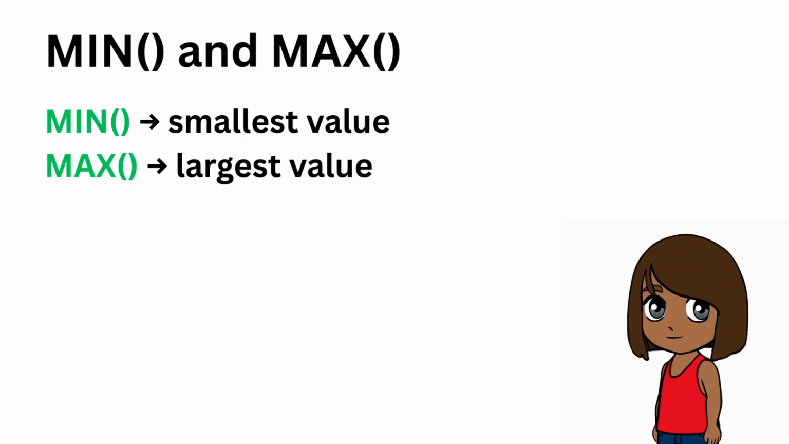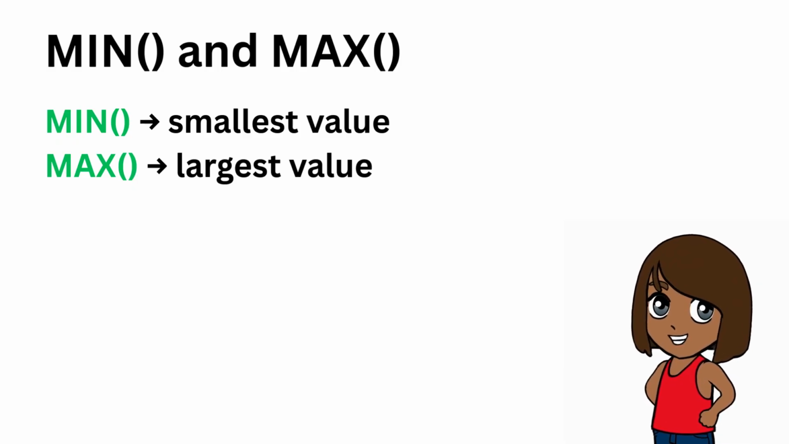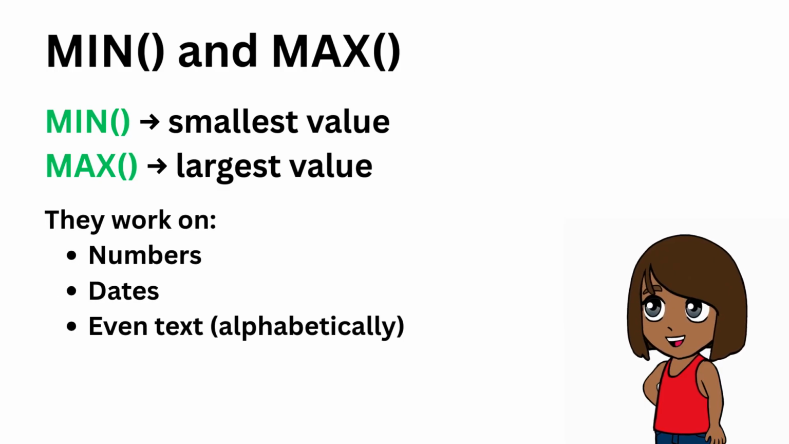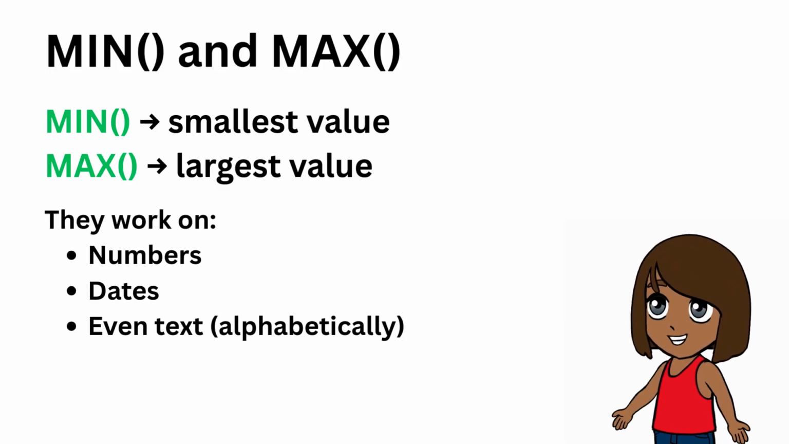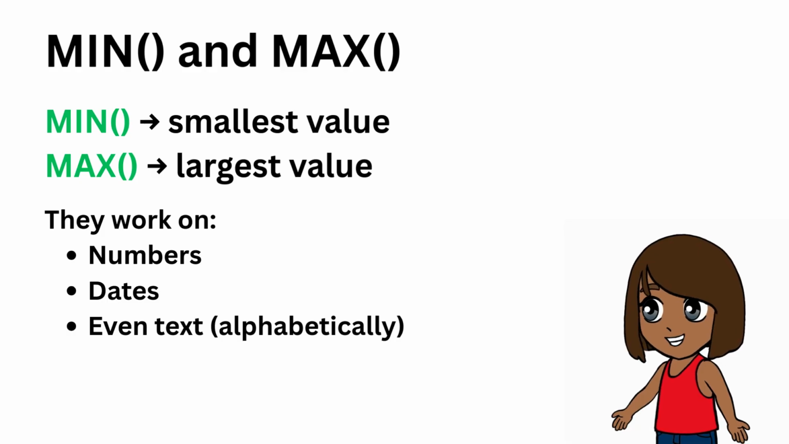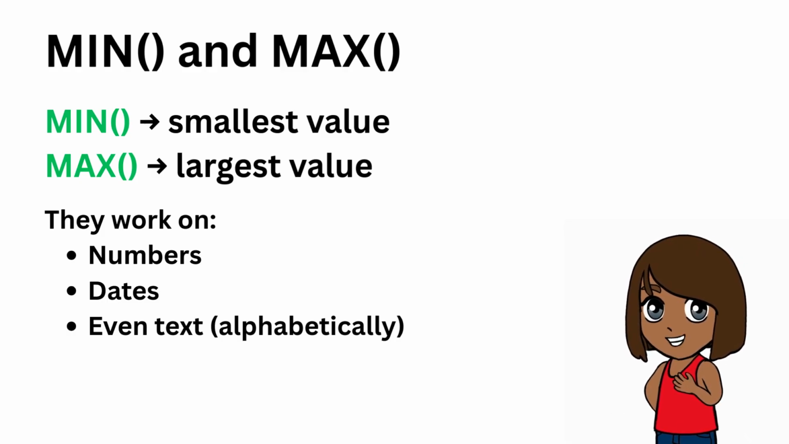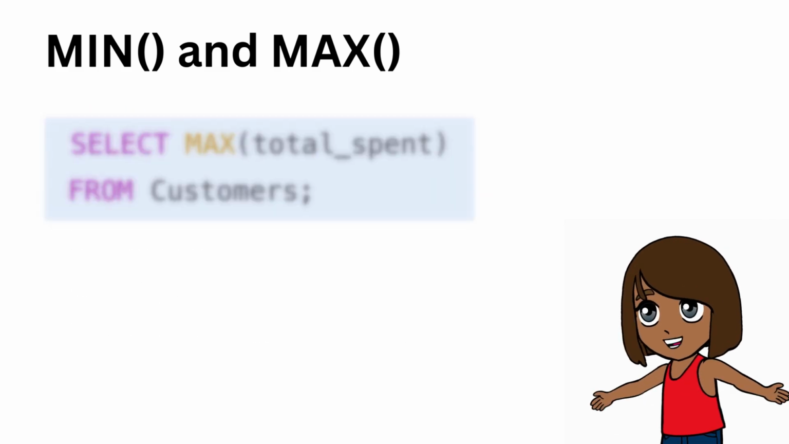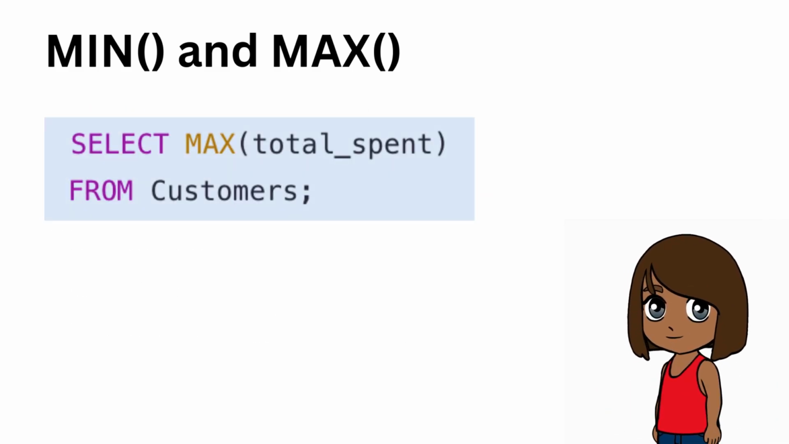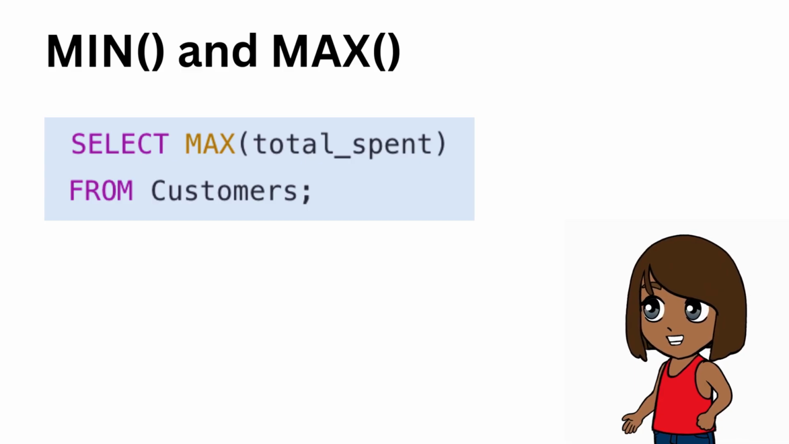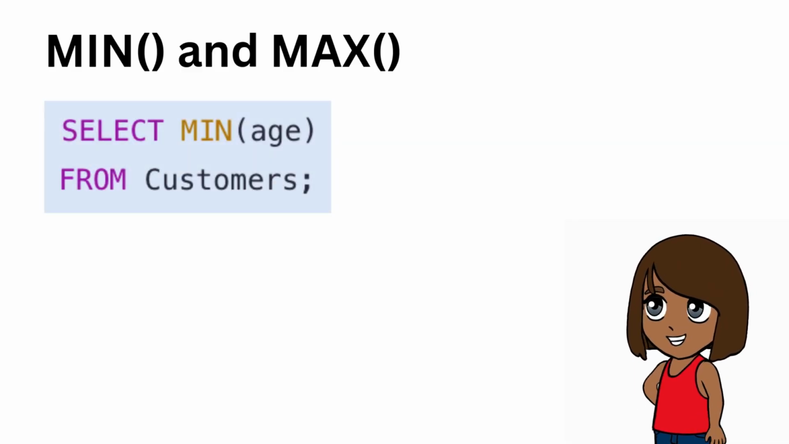Min calculates the smallest value, while max calculates the largest value. They work on numbers, dates, and even text. We can use max to answer the question, what is the highest amount spent? To answer this question, we can write the query that you see on screen. We can also use min to answer the question, what is the youngest customer age? To answer this question, we can use the query on screen.